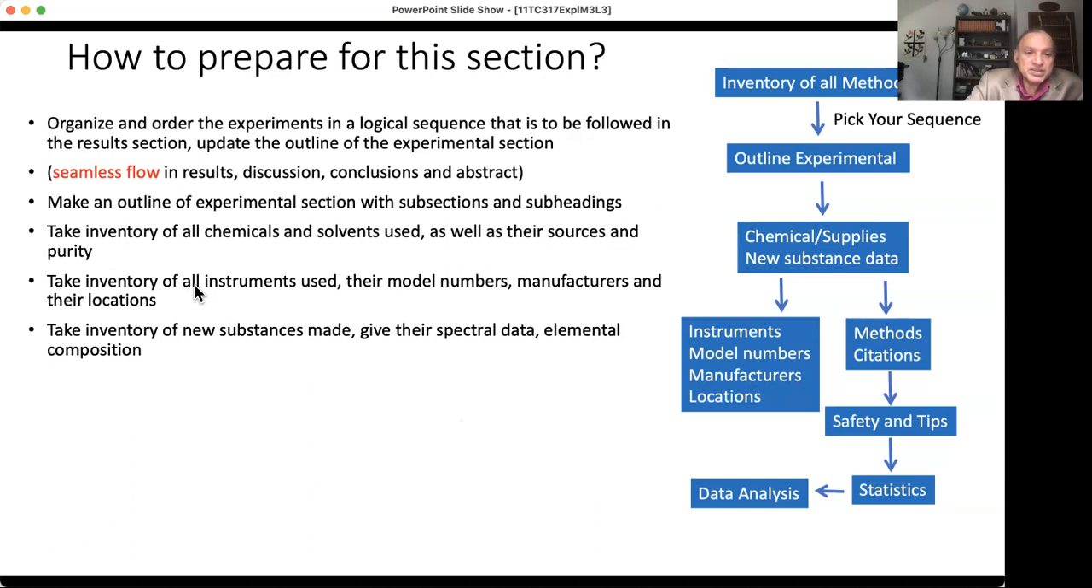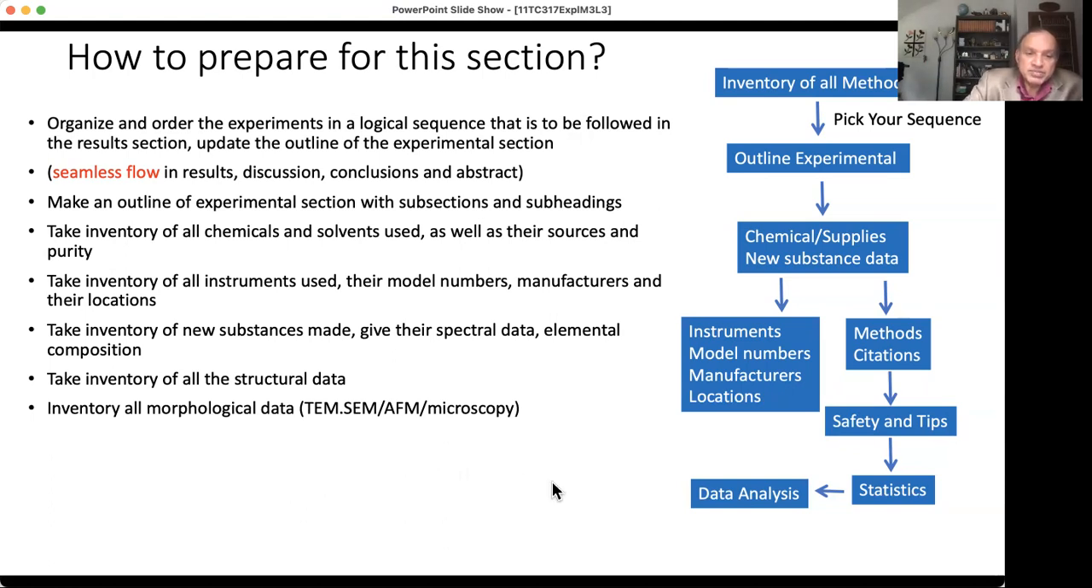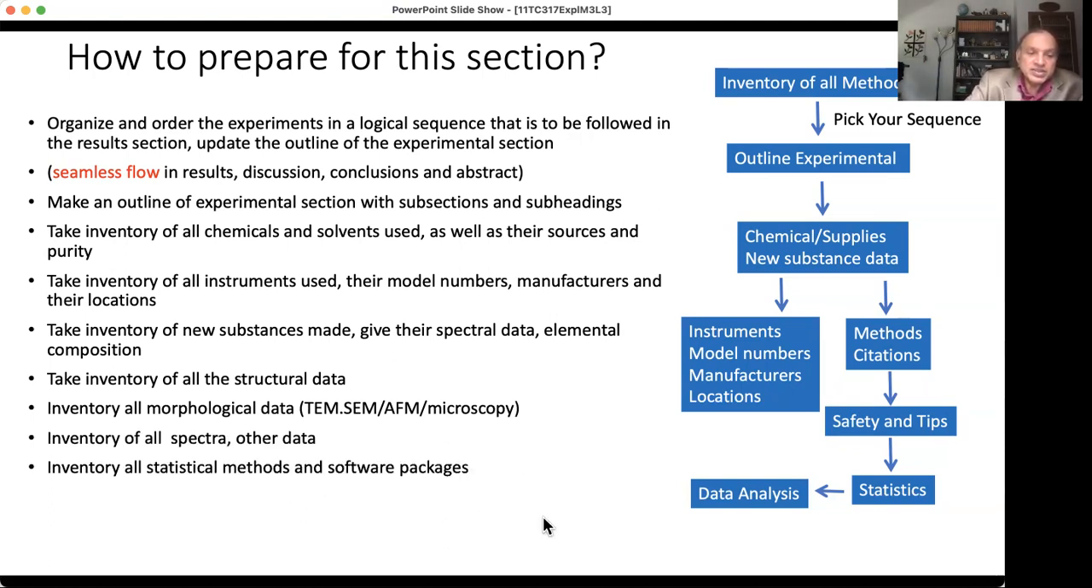Take inventory of chemicals, take inventory of instruments, take inventory of substances, you may say. There's all the structural data you got, or inventory of morphological data and all the spectra. All this is inventory, making lists. I did this, I did this, I did this.